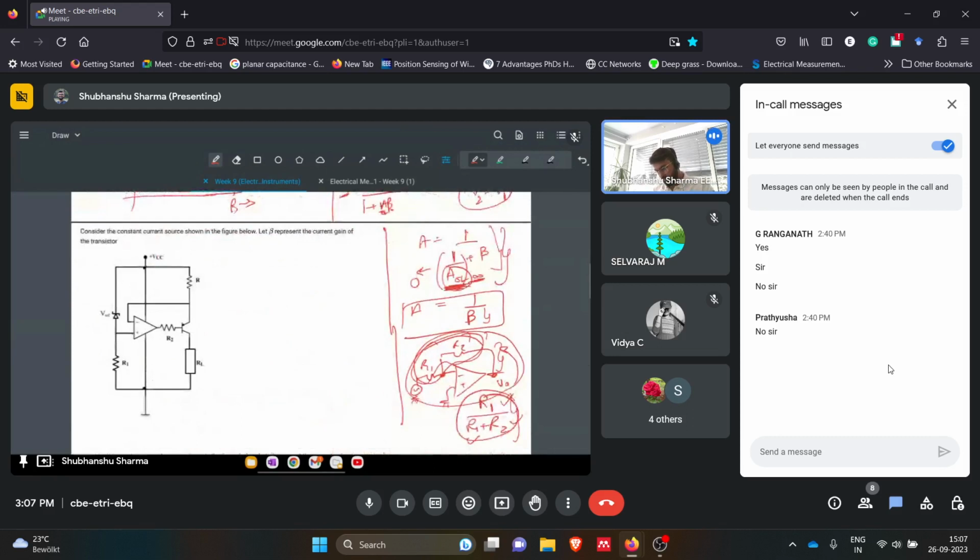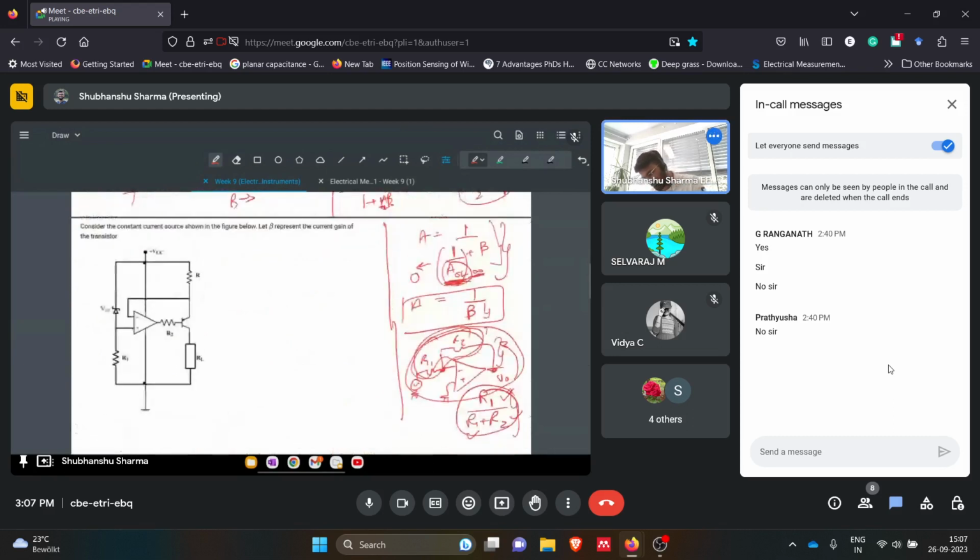So this was there. Now we'll move to the next question. Just read the question and try to answer it. I'll read the question for you if it is not visible. Consider the constant current source in the figure below. Earlier I also told you that with an op amp we can do n number of things, and one of the applications is to realize a constant current source.